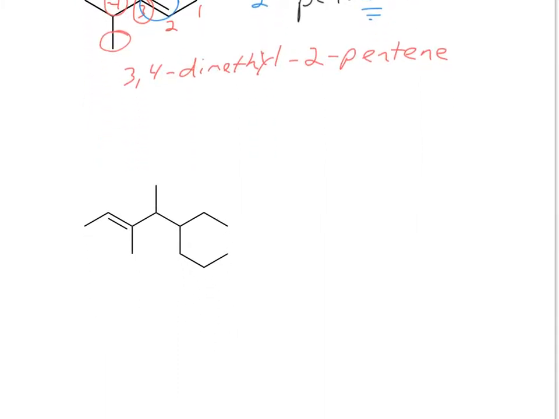On the next one, same idea. We want to find the longest continuous carbon chain that includes the double bond. It looks like this one's right down the middle. But the one thing you have to be careful about is which of these chains is longer, to go straight across the middle or to go down and over.